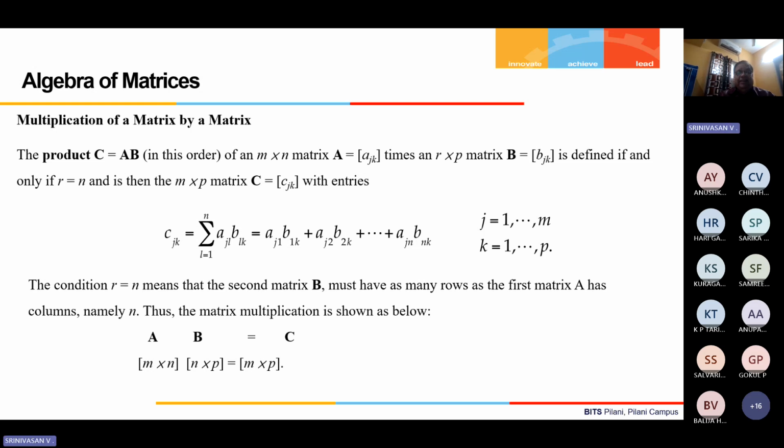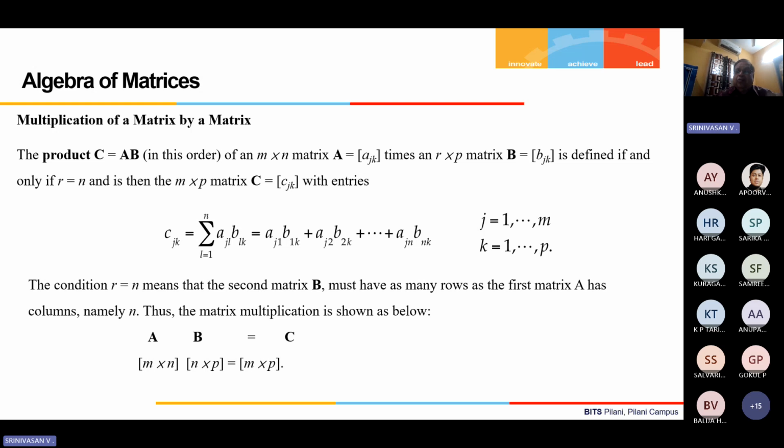Okay. And is then the M by P matrix C with entries CJK equal to summation AJL into BLK, where L runs from 1 to N. If you just go through the theory, you might be wondering what it means. It is nothing but AJ1 B1K plus AJ2 B2K plus AJN BNK. So that your number of columns, the column position of A and the row position of B must be the same. That's what it means.